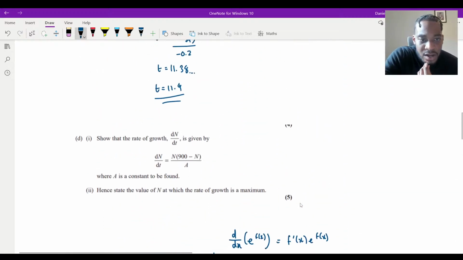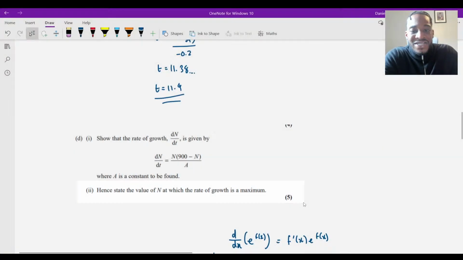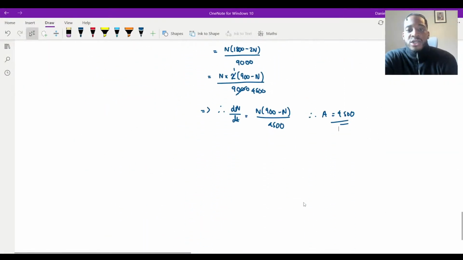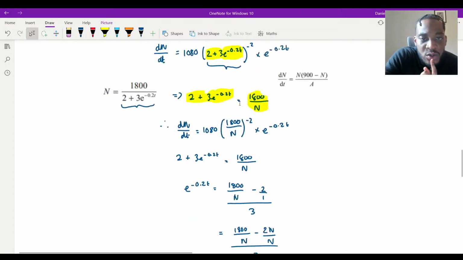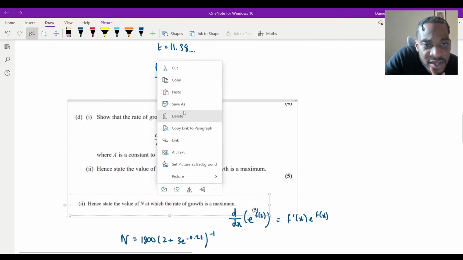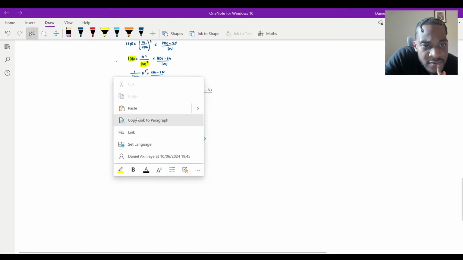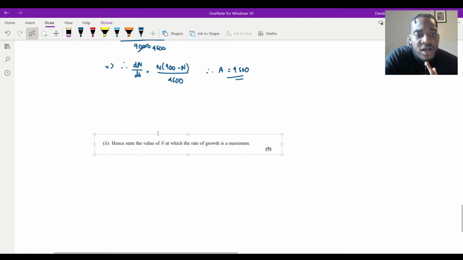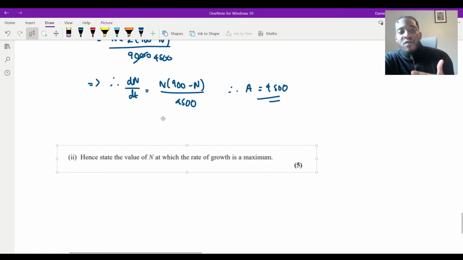And part double I, right? It says hence state the maximum value, or hence state the value of n at which the rate of growth is a maximum. So this one, actually, somebody sent me a DM about a question that is very, very similar to this. Let me screenshot it again, copy, and then paste it here. Yeah, okay, brilliant. So this is the question. Hence state the value of n at which the rate of growth is a maximum.